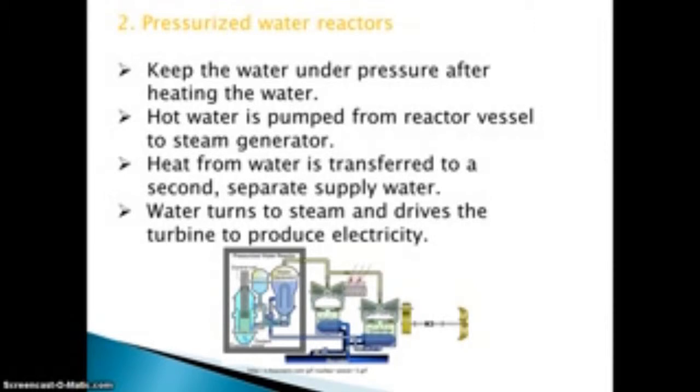2. Pressurized water reactors. They keep the water under pressure after heating the water. Hot water is pumped from the reactor vessel to the steam generator. Heat from the water is transferred to a second, separate water supply. The water turns to steam and drives the turbine to produce electricity.